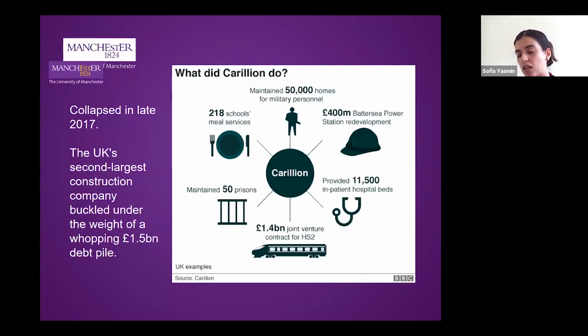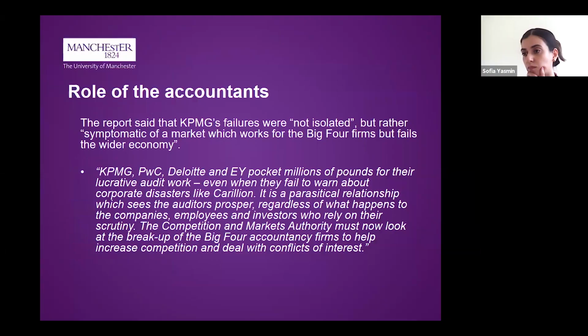When it collapsed, there was a huge outpouring of outrage really. How did this happen? £1.5 billion of debt. Did the auditors not realise this was happening? So what went wrong? When the company collapsed, obviously, like I said, there was a huge outpouring of outrage, and there were a number of reports that were issued at high government level in the UK.